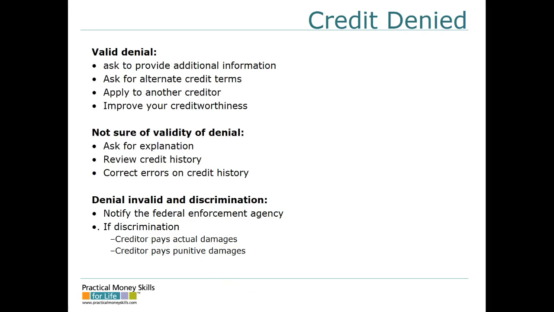If you are denied credit and it's a valid denial, then you need to ask the creditor if they can provide you additional information, or you need to arrange some alternate credit terms with them, or ask for that at least. Apply to another creditor whose standards may be different. Do the things you need to do to improve your creditworthiness, such as pay bills on time, increase income, reduce spending, obtain the secured card, and then reapply.